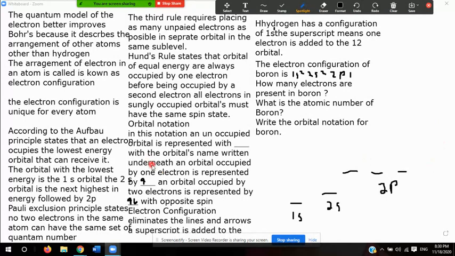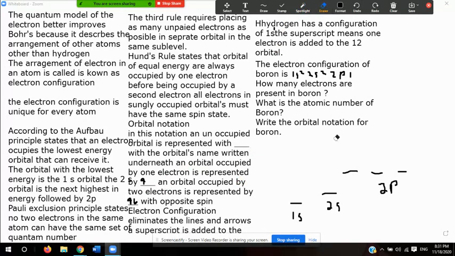Another thing about orbital notation is that an unoccupied orbital is expressed with a line like you see here and its name. So this would be the 1s orbital, this would be the 2s orbital, and this would be the 2p orbital. If they're unoccupied, they would be just represented with lines, with the name underneath. It says an orbital occupied by one electron is represented by an arrow.